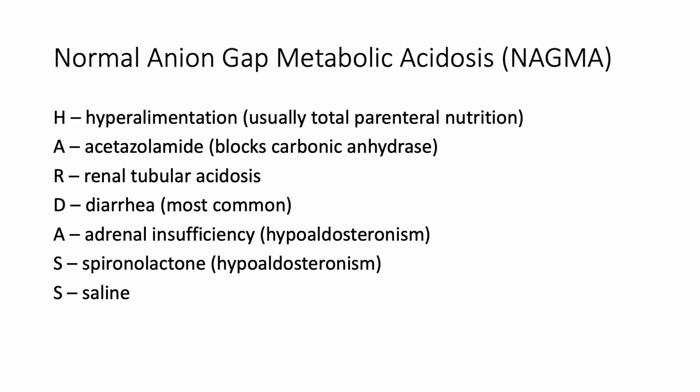D is for diarrhea, which is probably the most common thing you'll see clinically. And then A is for adrenal insufficiency. So remember, when you have hypoaldosteronism, that can lead to a type 4 RTA and failure to excrete ammonium, and that's also going to be the mechanism for spironolactone. And then the last S is for saline, which is referring to normal saline or isotonic saline that you might give someone, a bag of fluid in the emergency department or the hospital that has a lot of chloride in it, and so that can actually lead to a normal anion gap metabolic acidosis.